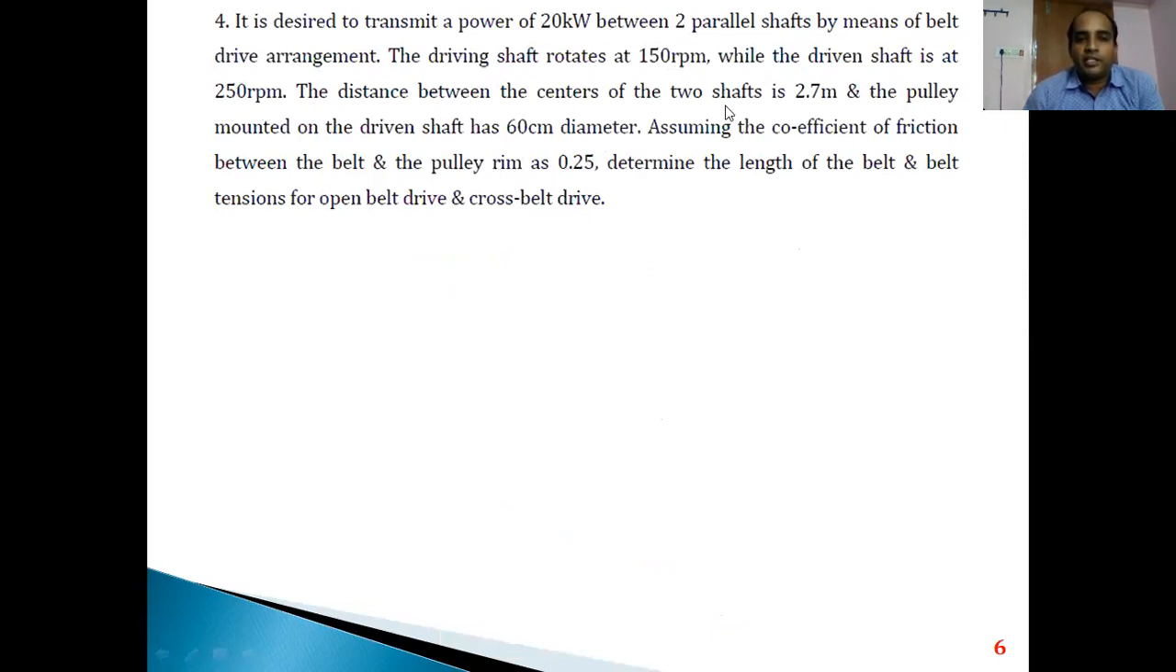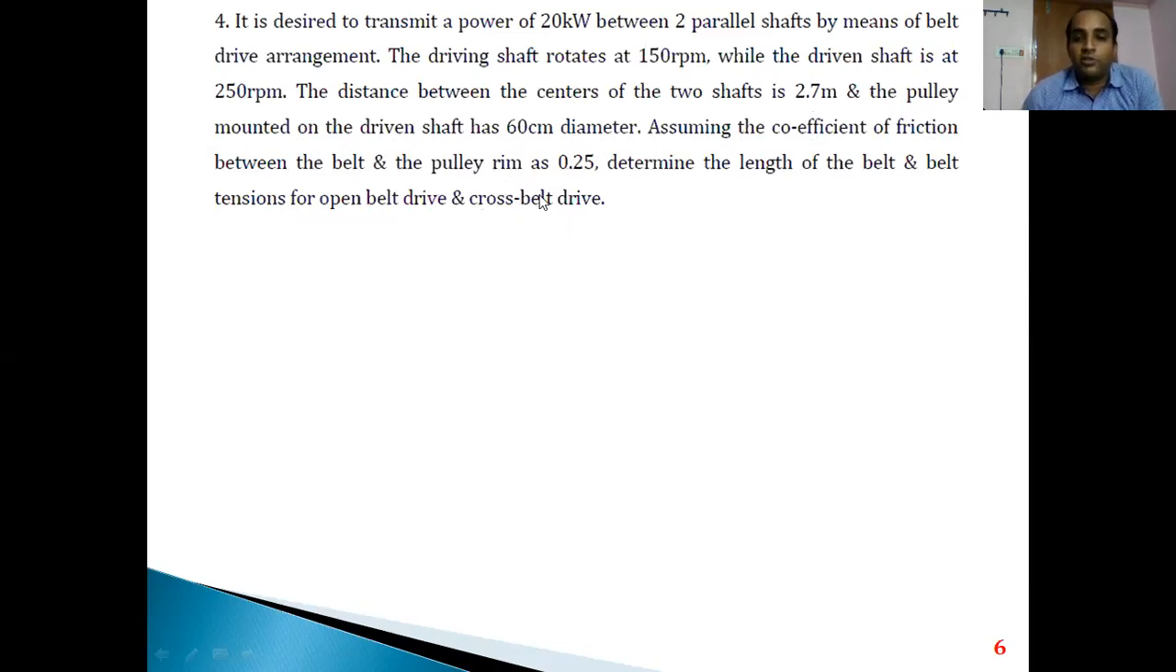The distance between the centers of the two shafts is 2.7 meter, and the pulley mounted on the driven shaft has 60 centimeter diameter. Assuming the coefficient of friction between the belt and the pulley rim as 0.25, determine the length of the belt as well as belt tensions, length of the belt and belt tensions for open belt drive and cross belt drive.